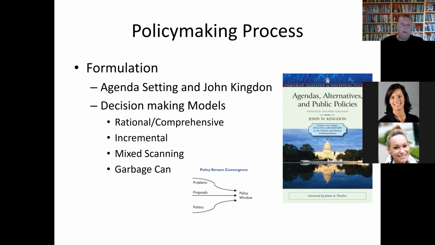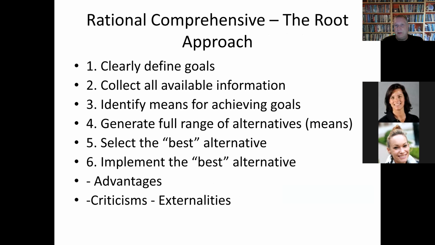Some of these models may be new to you. The first model I think you've probably encountered before. And this first model is what's called the rational comprehensive model. Now, we make decisions rationally. When we say we're going to be rational about something, it means that we're going to consider all options.